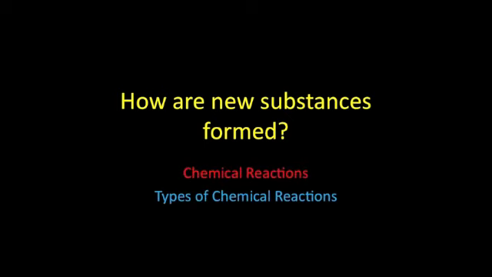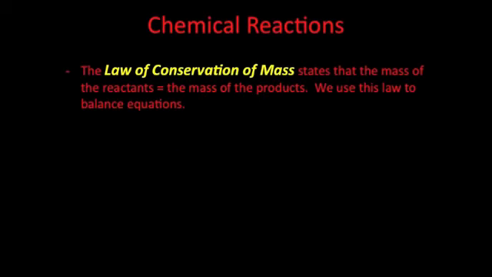All right, we're going to talk about how new substances are formed. We're going to be discussing chemical reactions and the types of chemical reactions that we'll be dealing with this year. When chemical reactions occur, chemical bonds between atoms are broken and created, and that results in a new arrangement of atoms. Atoms never disappear. They're just converted into different substances, or basically a new arrangement of atoms.